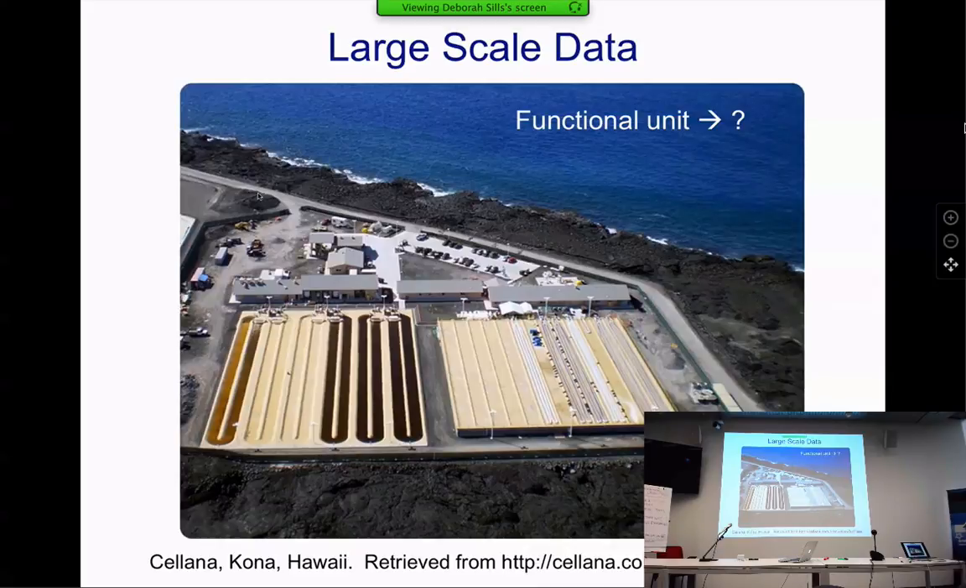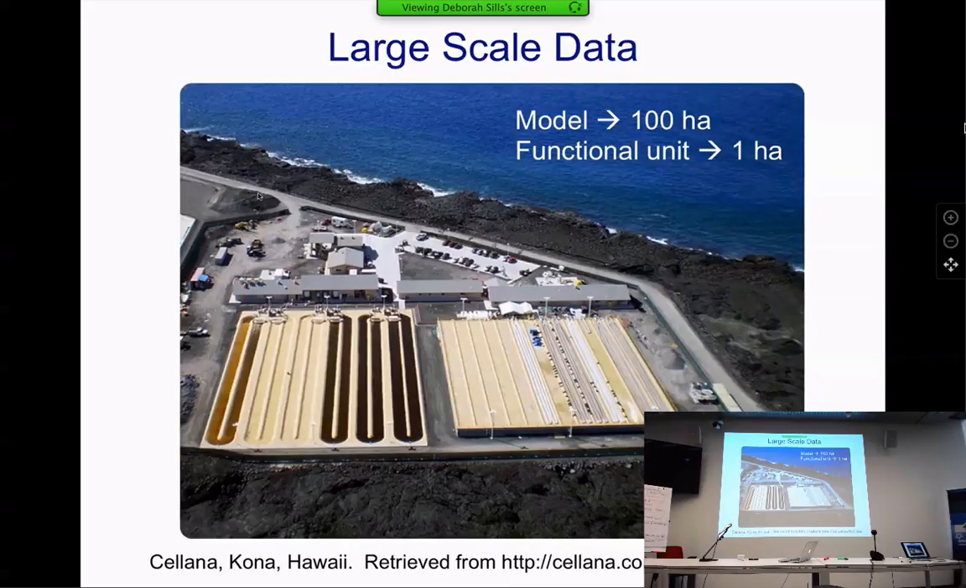And so what we did was we did it per hectare of area, because it seemed more appropriate. So we did it per hectare of cultivation area.